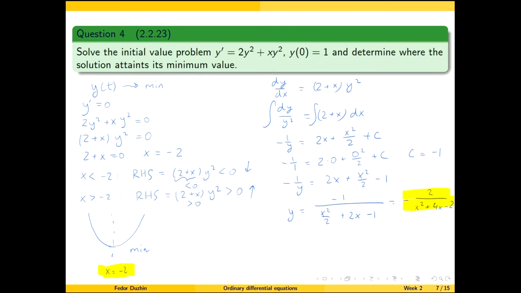By the way, notice that if we had found this first and then tried to figure out where it attains its minimum value, we would have to differentiate this whole thing. It is of course doable, but it is harder than doing it without solving the initial value problem. Okay, so this is the answer to the first part.